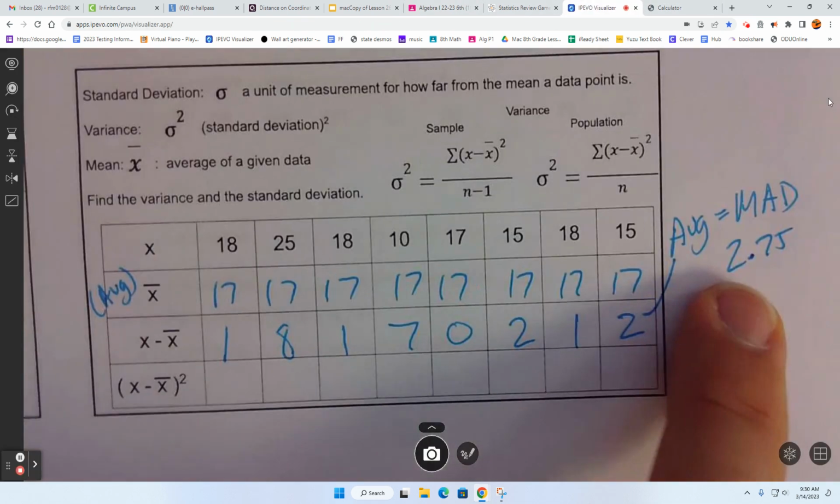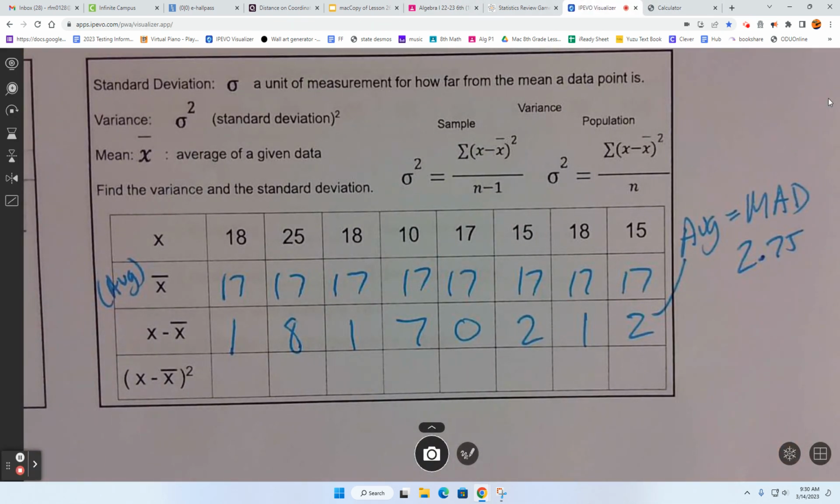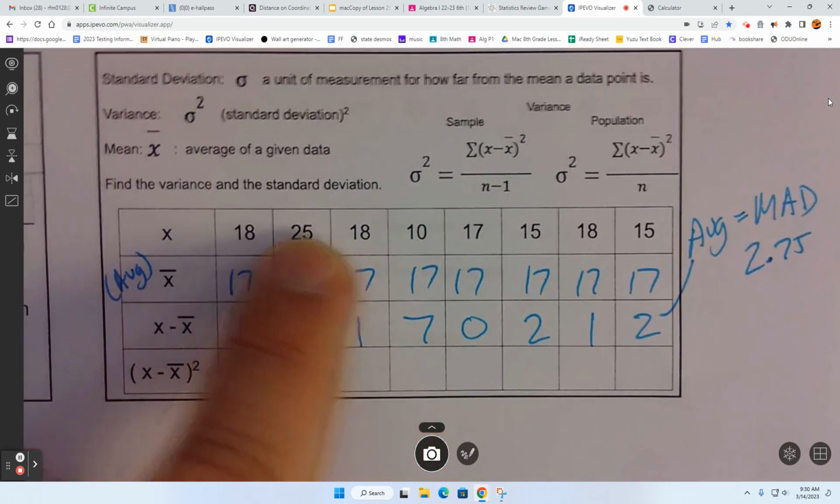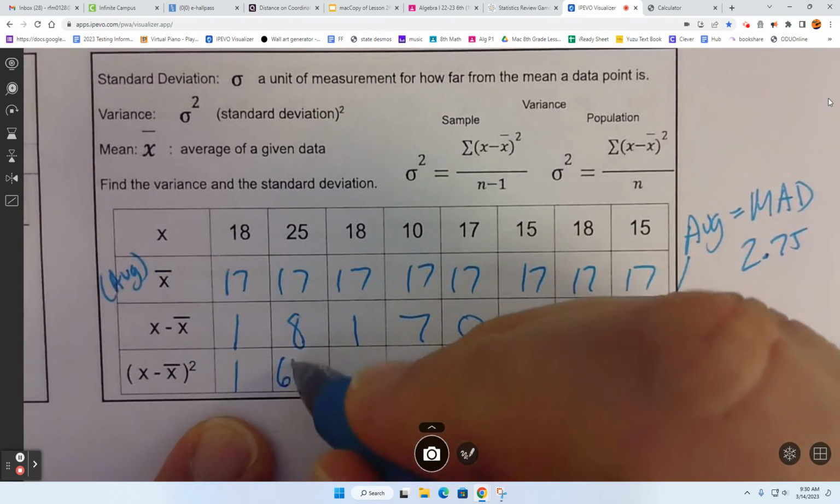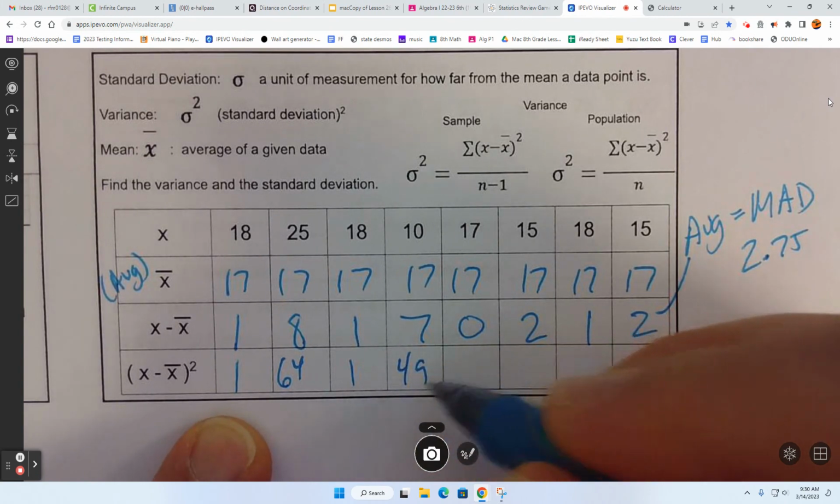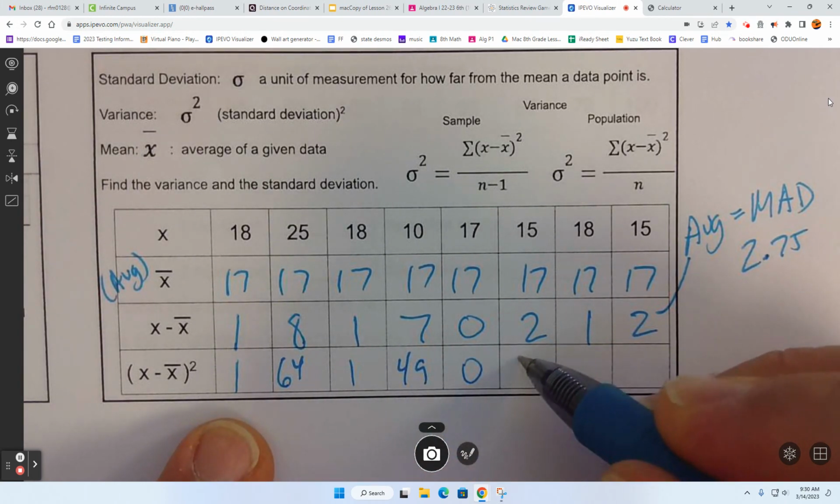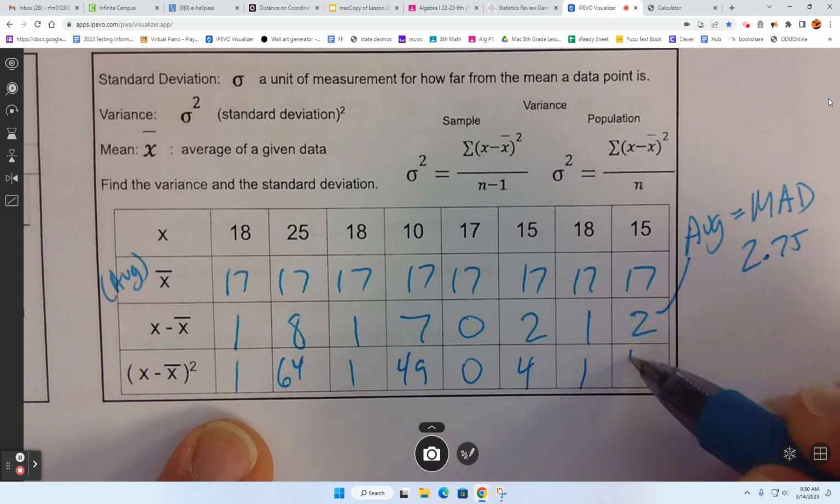What data point do you think is making that so large? 7 and 8. Yeah, these 2 points right here, 25 and 10. Okay, good. So now I'm supposed to square these numbers. 1, 64, 1, 49, 0, 4, 1, 4.